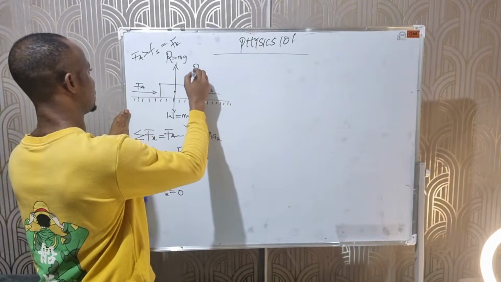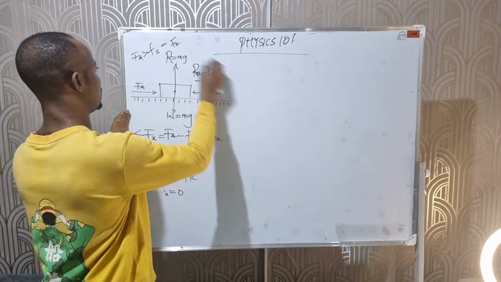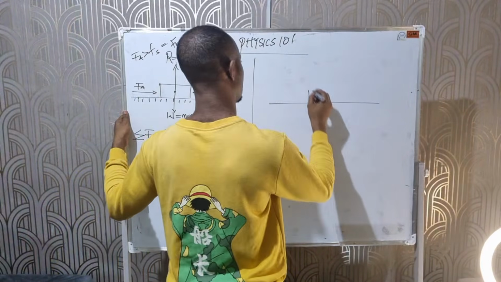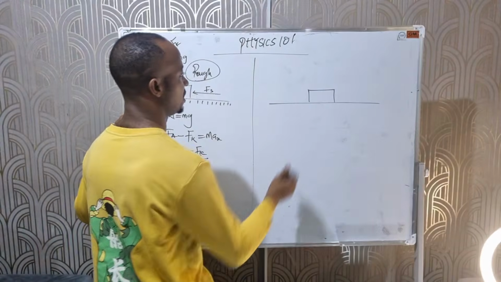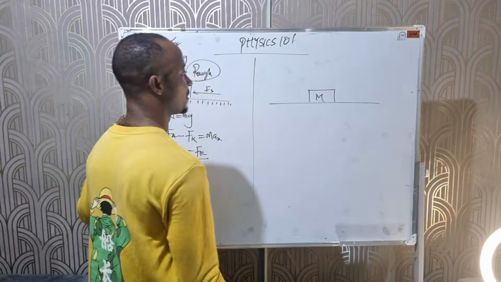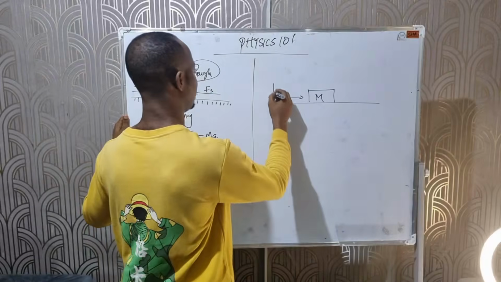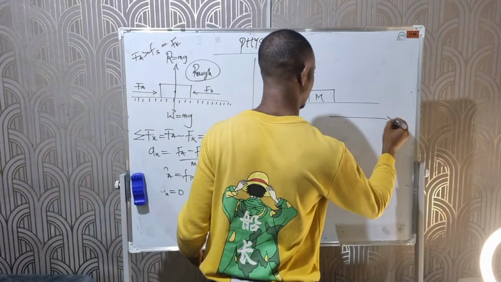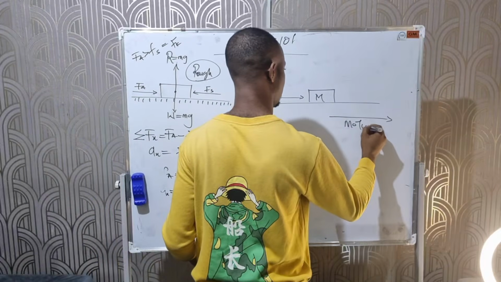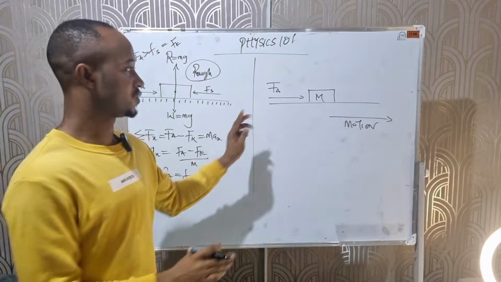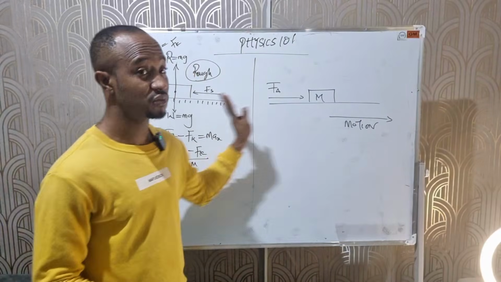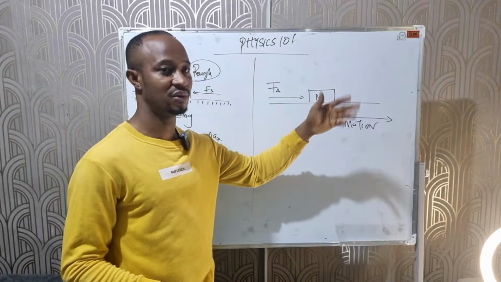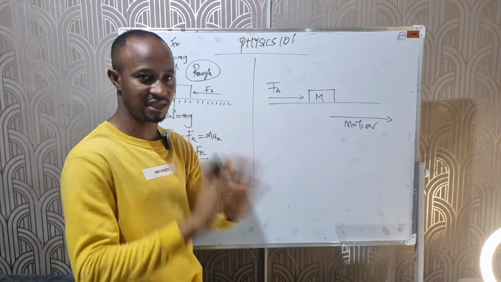Now, what about a case where we have a smooth surface? This is for a rough surface, and some of you will be asking, what of a smooth surface? If I have a smooth surface where there is no frictional force and the mass is kept here, and I'm applying a force towards this direction of motion, I'm pushing this body on a smooth surface. That means there is no frictional force. We don't have anything static or kinetic. They are very minimal or 0.